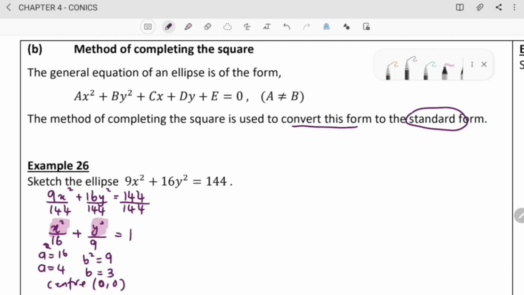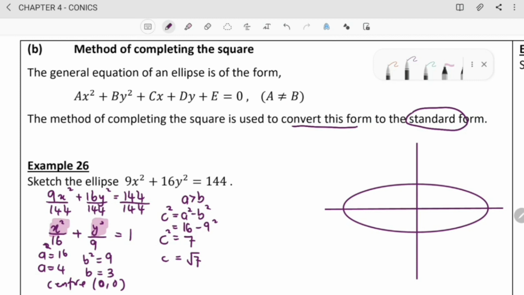Next we are going to find the value of c, because we need the coordinates of the foci. Since a is greater than b, c squared is a squared minus b squared, so 16 minus 9, and you will get 7 for c squared. So c is square root of 7. We take the positive because c represents the length.